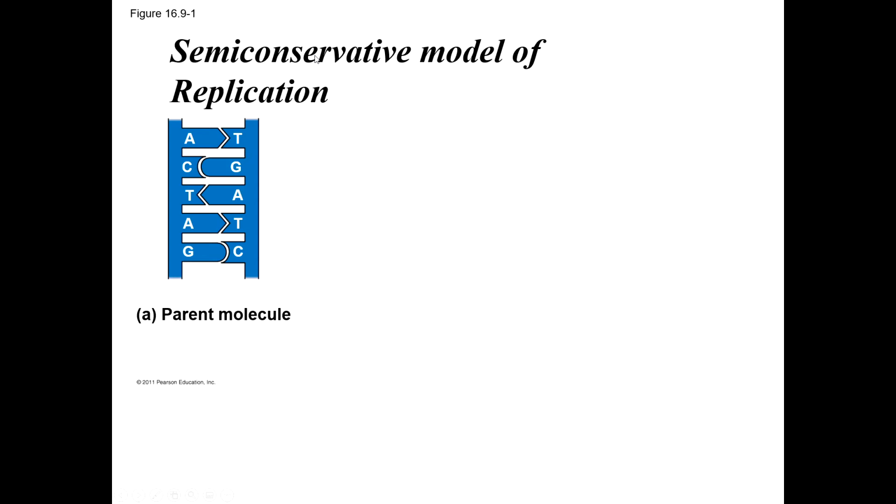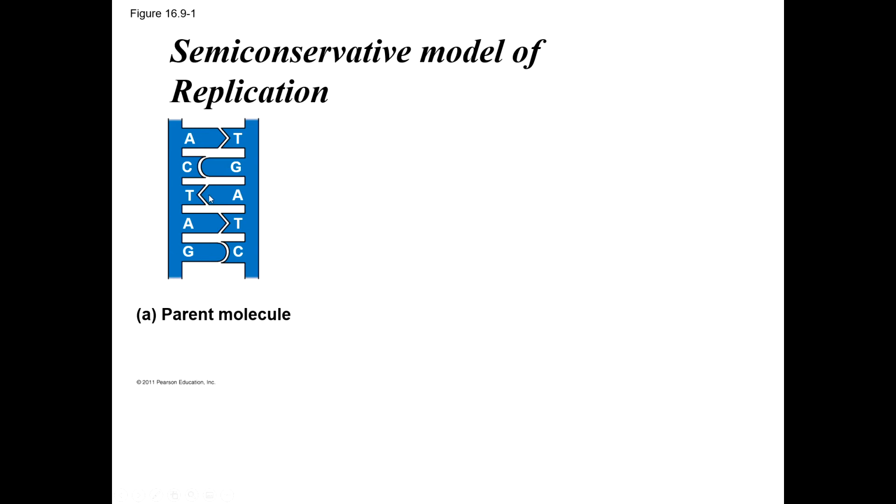So we also have this term semi-conservative model. This is the bottom of page 99. And Watson and Crick's semi-conservative model of replication predicts that when a double helix replicates, each daughter molecule will have 1 old strand, that is, it's conserved, and 1 newly made strand.